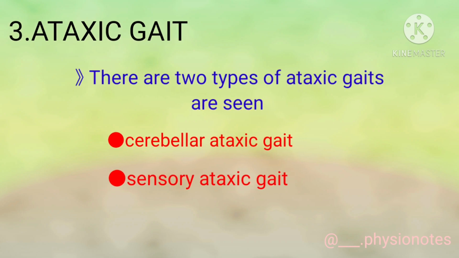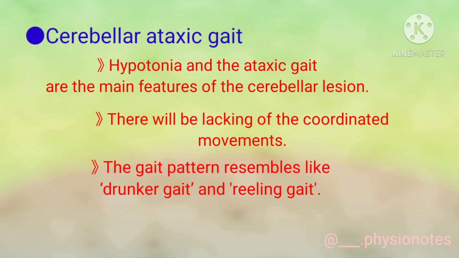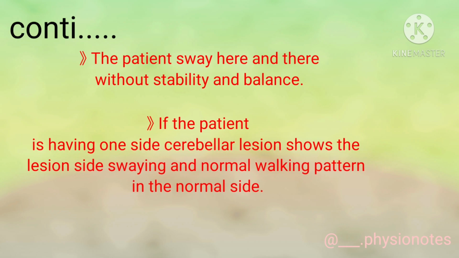Third, ataxic gait. There are two types of ataxic gait seen: first, cerebellar ataxic gait, and second, sensory ataxic gait. Cerebellar ataxic gait: hypotonia and ataxic gait are the main features of a cerebellar lesion. There will be a lack of coordinated movement. This gait is also known as drunkard gait and reeling gait. The patient sways here and there without stability and balance.